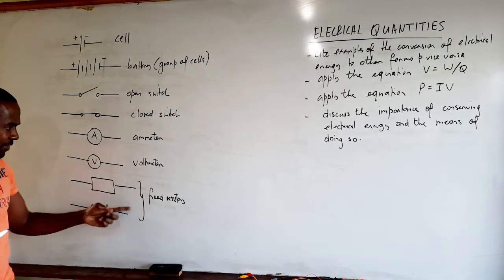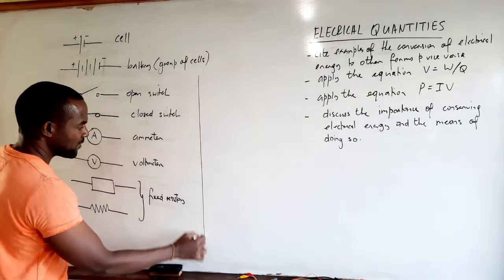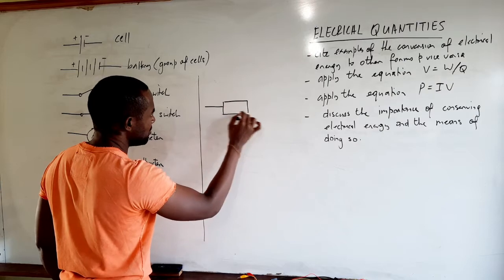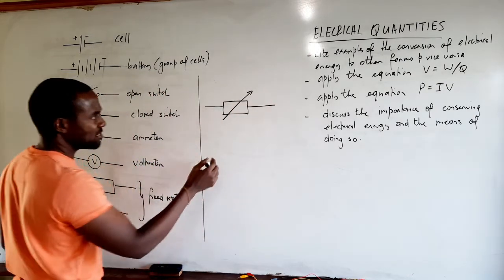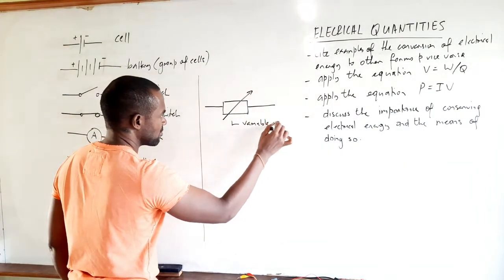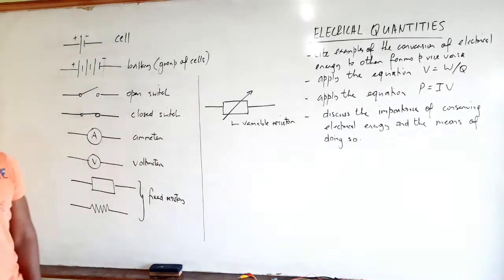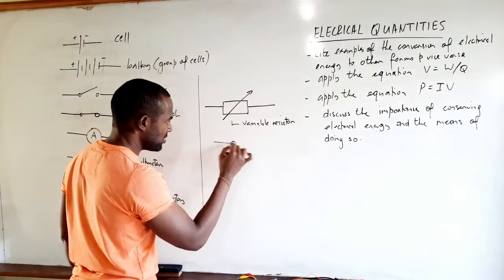While you have fixed resistors, you may also have what we call a variable resistor. A variable resistor has basically the same symbol, but with an arrow stretching across it like this. So this, of course, is a variable resistor. Let me see what else. We can also have a fuse. So this is a fuse.